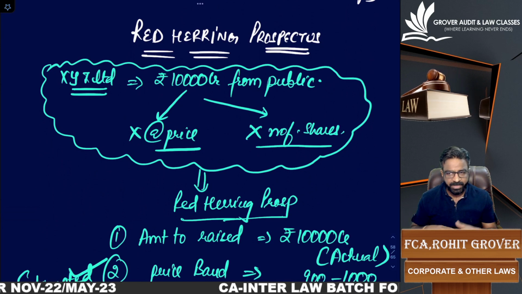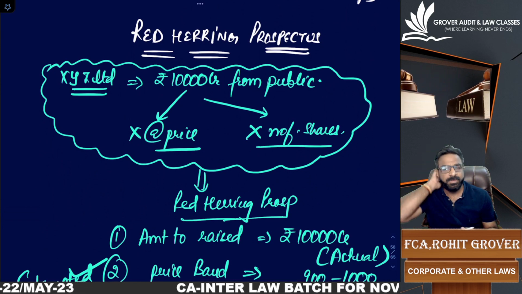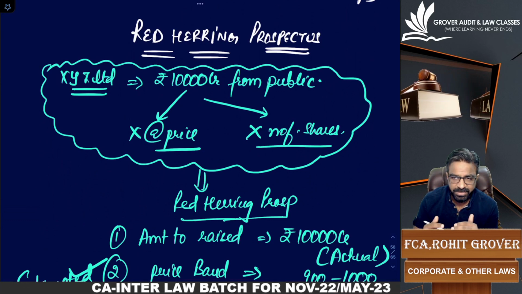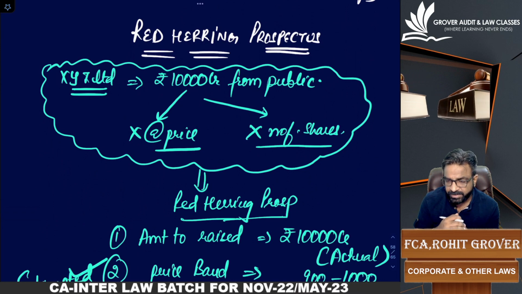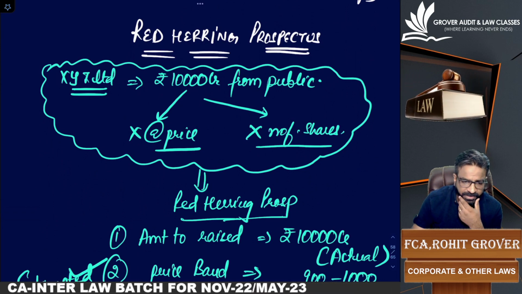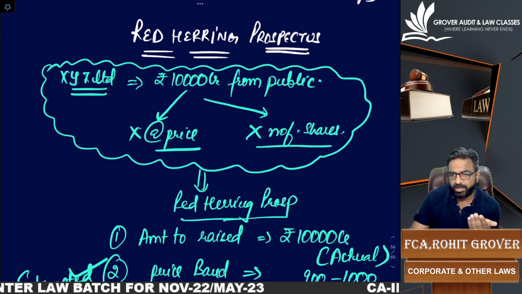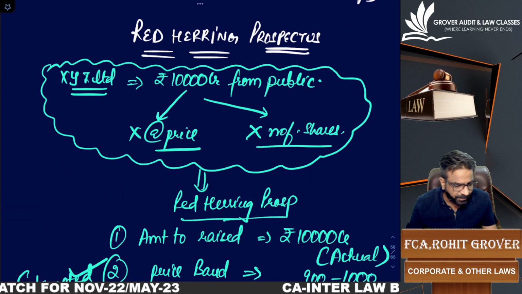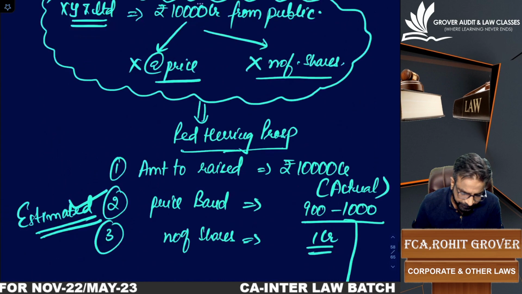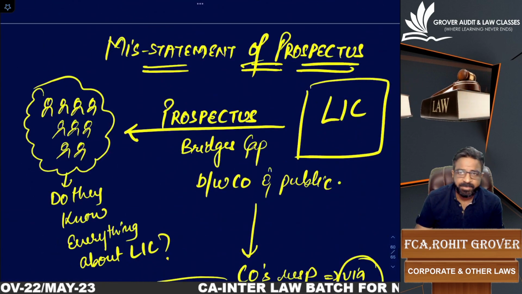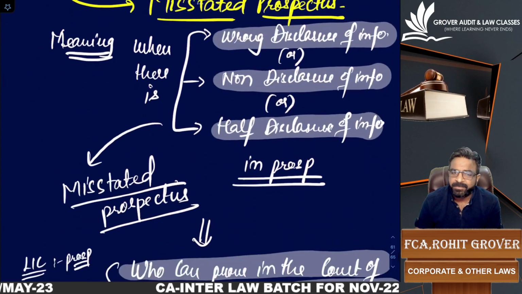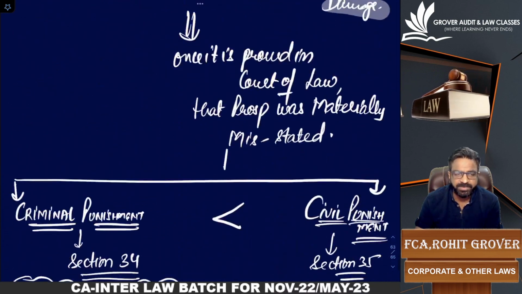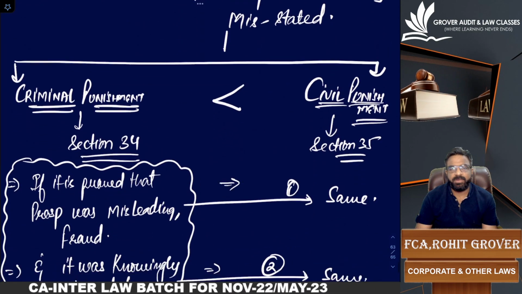Once we get the actual price, we have to file the final prospectus with whom? ROC and SEBI again. If there is any variation between the two, do we have to give the existing applicants the opportunity to withdraw their money? Yes, within 15 days. After those 15 days, if you are unable to pay, there will be an interest penalty at the rate of 15% per annum. Is it clear to all of you? Then we talked about misstatement. Misstatement means 3 things: half disclosure, wrong disclosure, and non-disclosure. Who has to prove that in the court of law? The first allottee. And finally, if it is proved, there will be a criminal penalty or civil penalty.